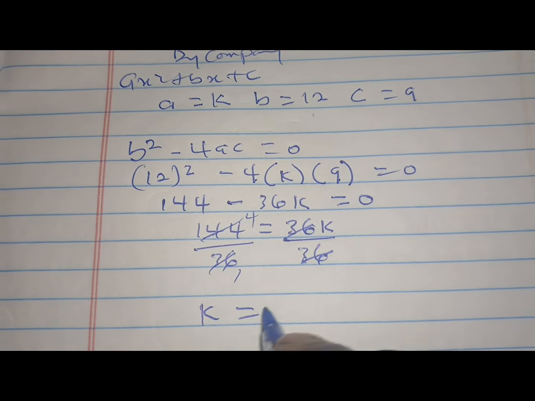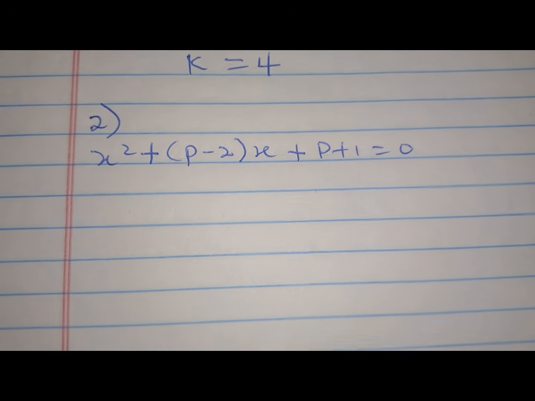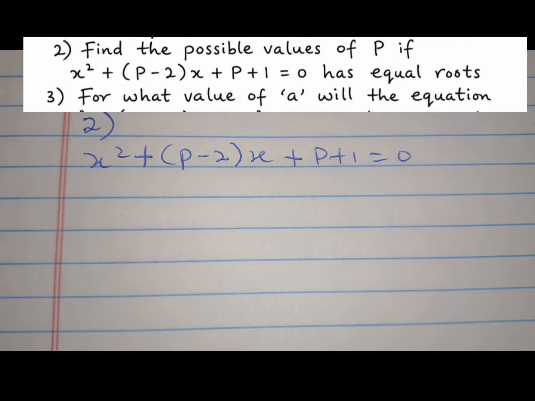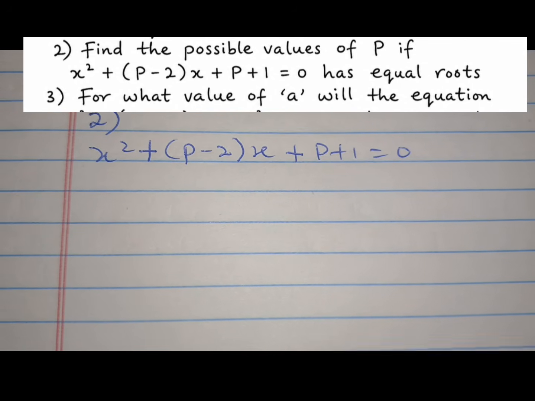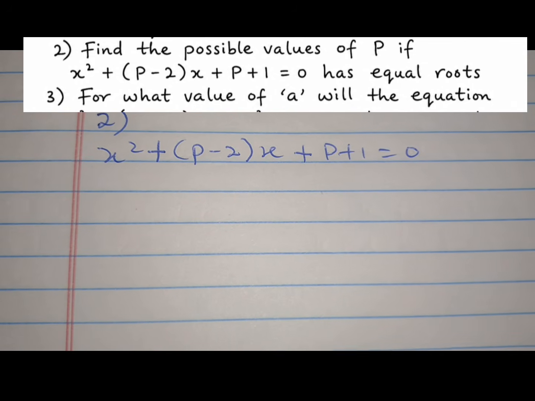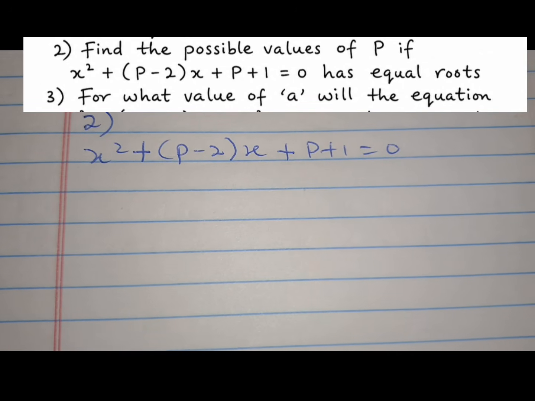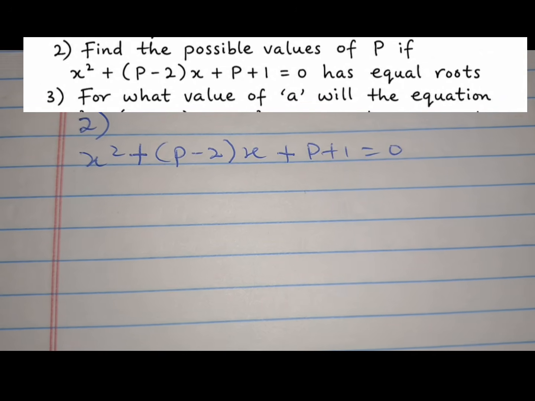So k is now 4. Question 2. It was also stated that this equation has equal roots. So that means the discriminant of this equation should be equal to 0. Now for us to get a discriminant, let's compare this with the general quadratic equation.